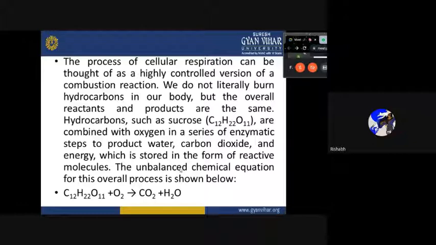But this is unbalanced. We are not representing, or we are not here stating, how many moles of which molecules are in the reaction, either in the reactant side or in the product side.